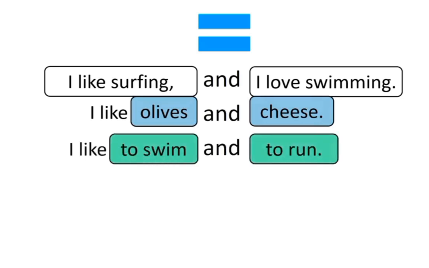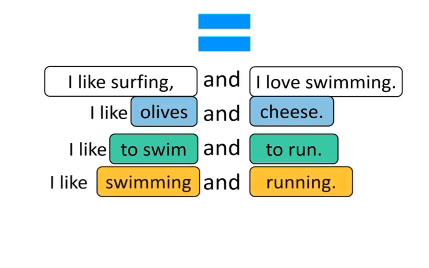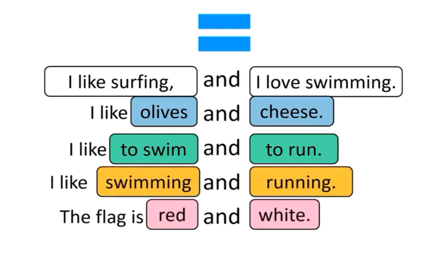I like to swim and to run. In this example, the conjunction connects two infinitive verbs. We can also connect two gerunds. I like swimming and running. Or two adjectives. The flag is red and white. These sentences are all correct because they have equal parts on both sides of the conjunction.